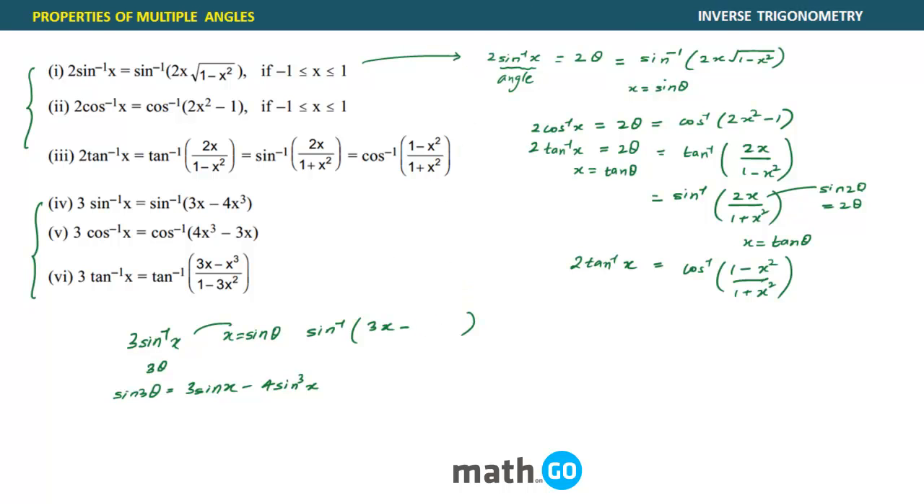So this is how you can actually learn all these formulas. Learning them and mugging them up is a bit of an easy task. Similarly, 3 cos inverse x can be remembered easily in terms of cos inverse. Just put the value of cos 3 theta in terms of x. So this is 4x cube minus 3x, and similarly I can say 3 tan inverse x is nothing but tan inverse of 3x minus x cube upon 1 minus 3x square. This is how you can remember all these formulas.